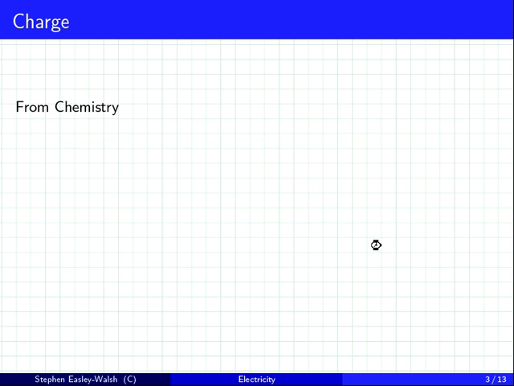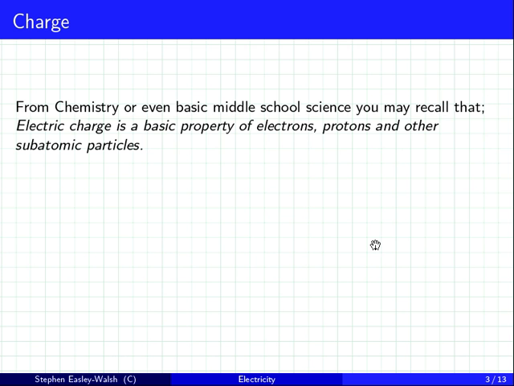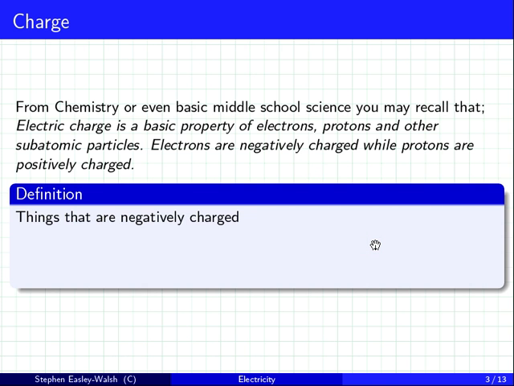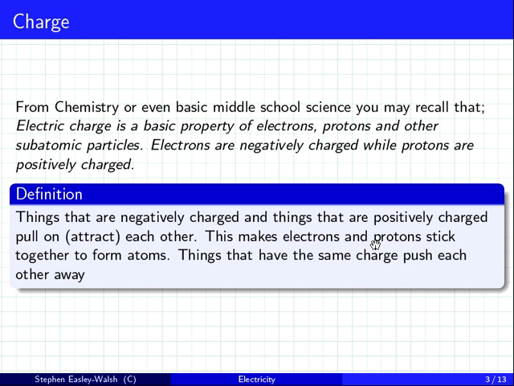Right. So, from chemistry, you know that electric charge is a basic property of electrons and protons. Electrons are negatively charged and protons are positively charged, right? Things that are negatively charged and things that are positively charged pull and attract each other. This makes the electrons and protons stick together. Things that have the same charge push each other away. This is called the law of charges.